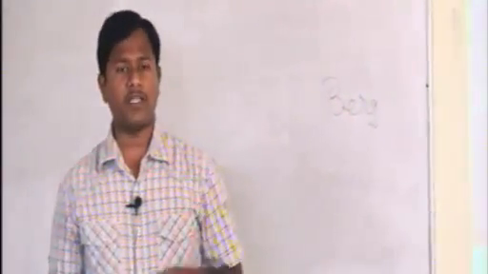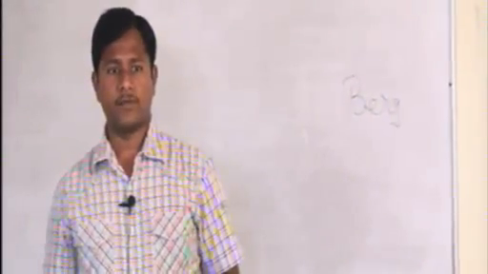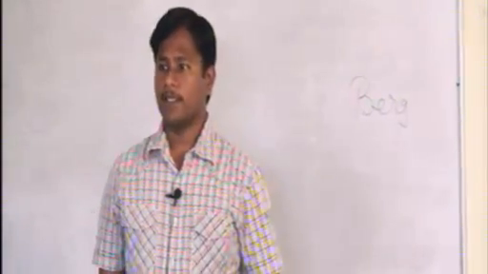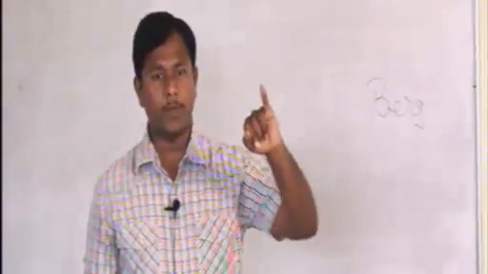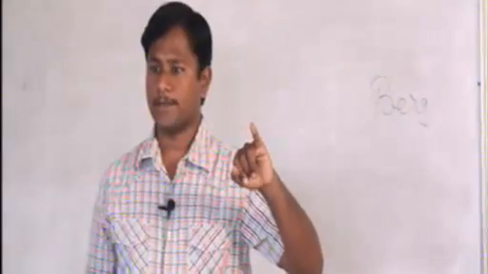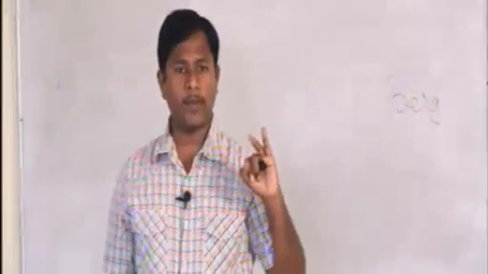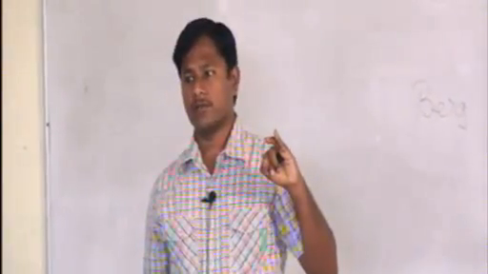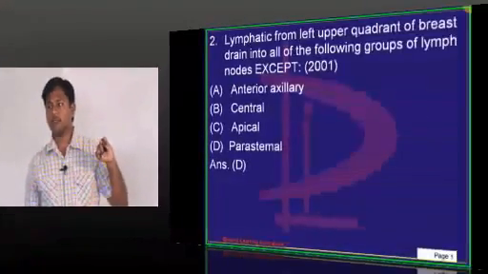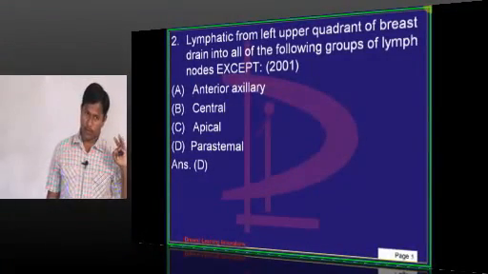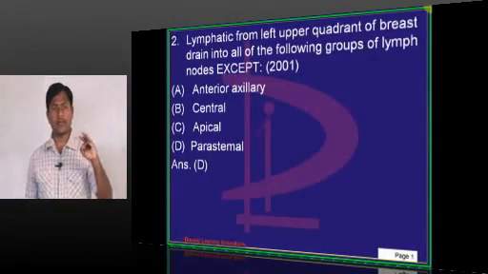Okay, first, what are the lymph nodes of the breast? Yes? Axillary group of lymph nodes. Next, internal mammary group of lymph nodes. Yes? Supraclavicular group of lymph nodes. Okay, generally these are the common group of lymph nodes.